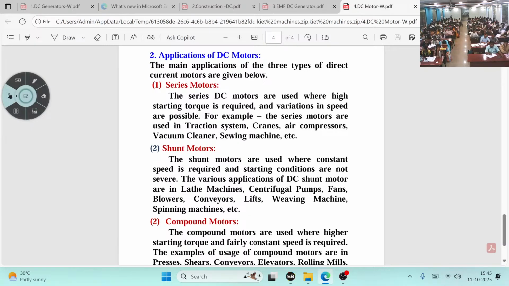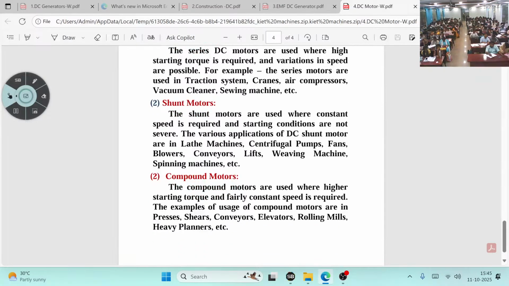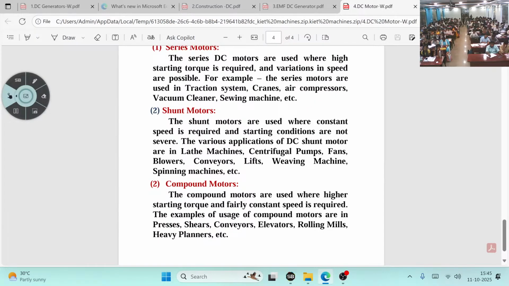In a vacuum cleaner we will use it. In cranes we will use it. In lifts we will use it. In escalators we will use it. And spinning mills also will use it. They are the applications. Simply it is a single line. What are the applications of DC motor?